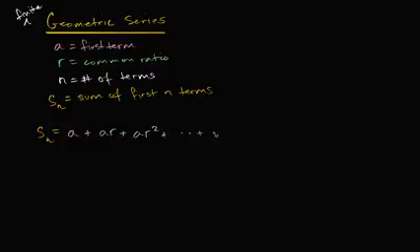And you might be tempted to say it's going to be a times r to the nth power, but we have to be careful here. Because notice, our first term is really ar to the 0th power. Our second term is ar to the first power. Our third term is ar to the second power. So whatever term we're on, the exponent is that term number minus 1. So if we're on the nth term, it's going to be ar to the n minus 1 power.